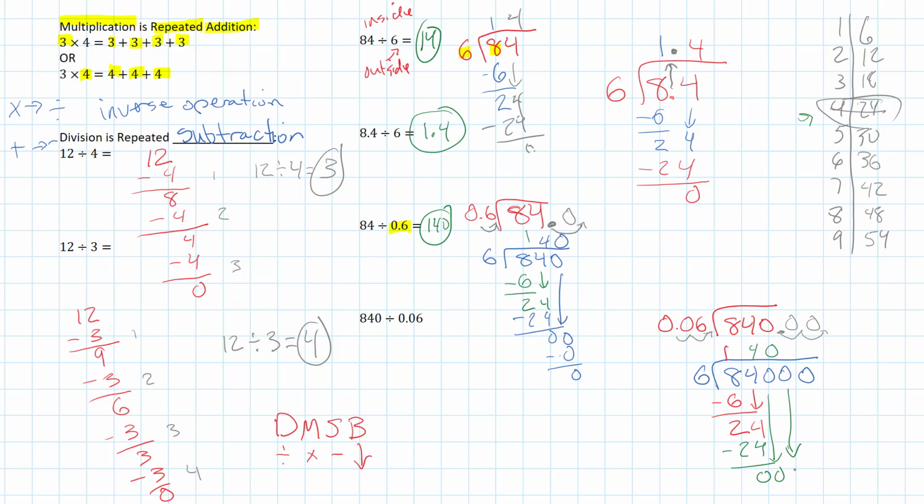So I can kind of repeat this bring down process over and over until I get to the end of my number. So that tells me that 840 divided by 6/100ths, I'm going to get 14,000. That's 14,000 times. So 6 cents, how many collections of 6 cents do you need to get to $840? You need 14,000 collections of those.